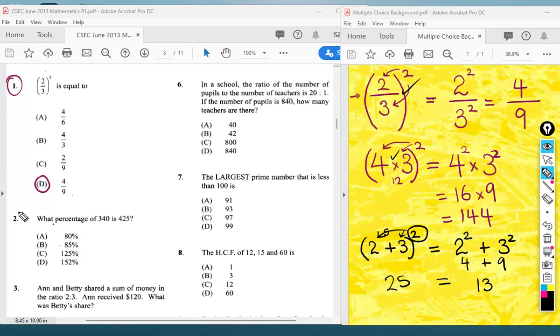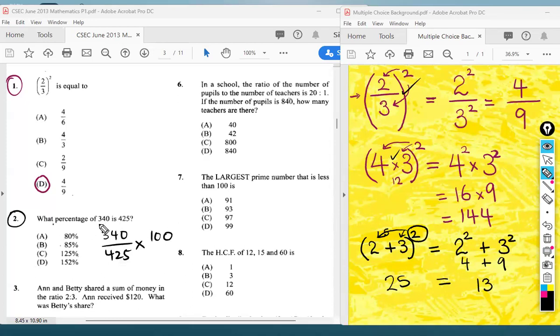So let's go to number 2. Now, number 2, that's a primary school question. What percentage of 340 is 425? Okay, what was the answer most people sent for number 2? All right. I think most people got this one wrong. You see, most people put the 340 over the 425 and multiply by 100. But they try to trick you.